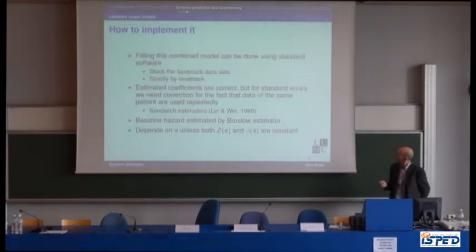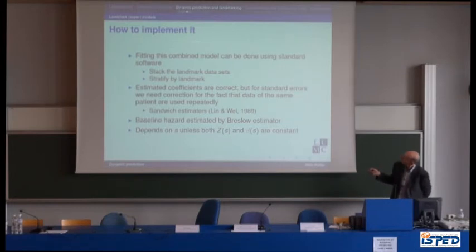And how you do this is actually not so very difficult. You would select a number of landmark time points, and then at each of the landmark time points you would construct your landmark data set by making this selection. And you get maybe 10 or 20 landmark data sets. You put them on top of each other, you stack the landmark data sets, and you do a stratified Cox regression stratified by landmark. And that would be a correct procedure.